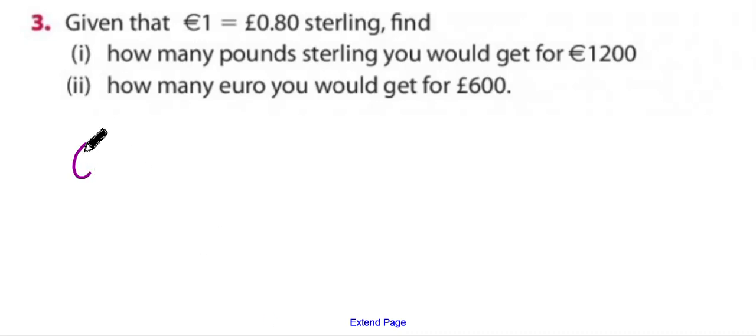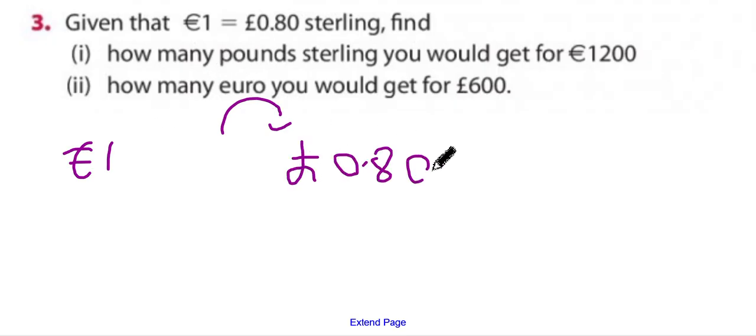I have €1 in Ireland. Then I go across to London. And then what happens is my euro gets changed to UK pounds. So basically, a guy who has €1 is equally as rich as a person who has 80 pence UK. Is that all right? That's all we're saying.